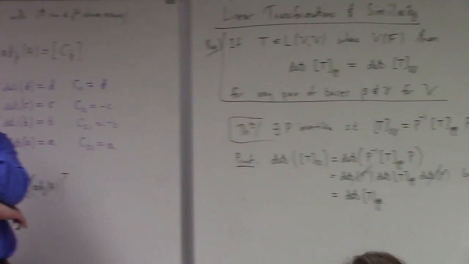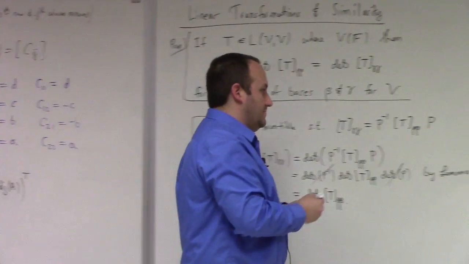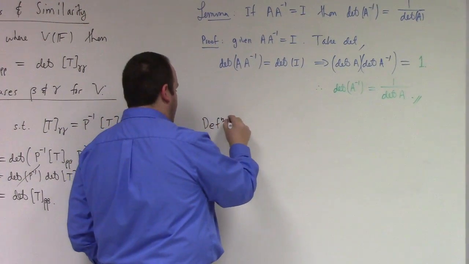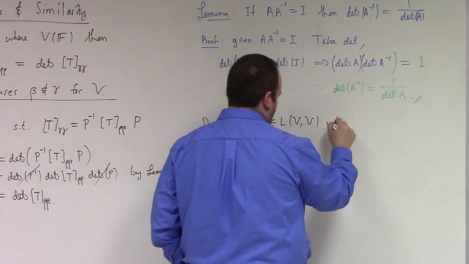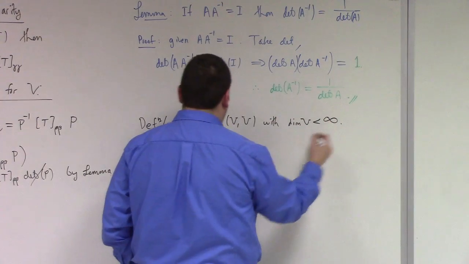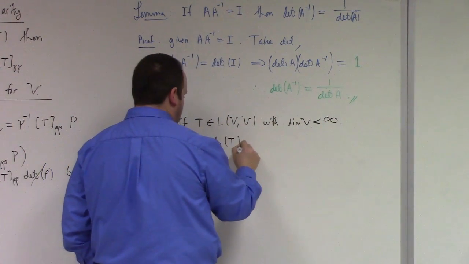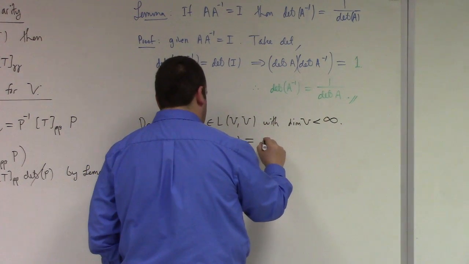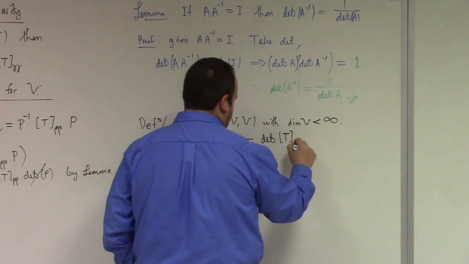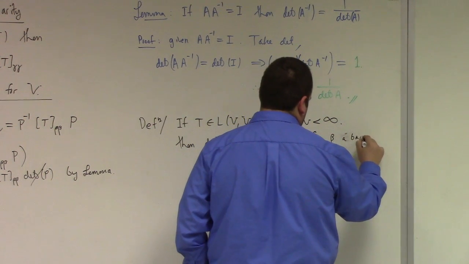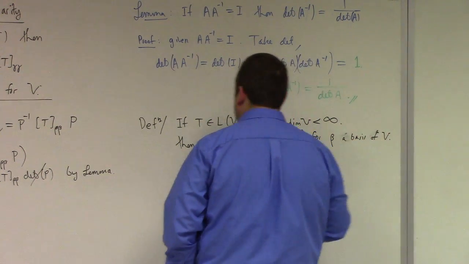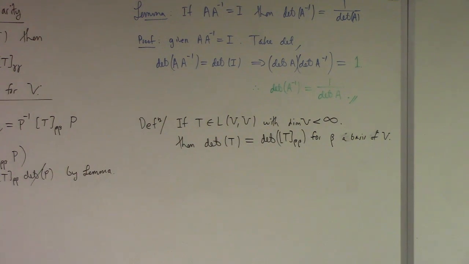So we have this. This is really nice, right? Because this means I can make a definition. And this definition is unambiguous despite its ambiguity. If T is an element of the linear transformations from V to V, with the dimension of V being less than infinity, then the determinant of T is equal to the determinant of the matrix of T with respect to beta beta, for beta a basis of V. And you see, it doesn't matter. The ambiguity of that choice, the determinant is still well defined, because different choices I make, I still get the same number, the determinant of T.